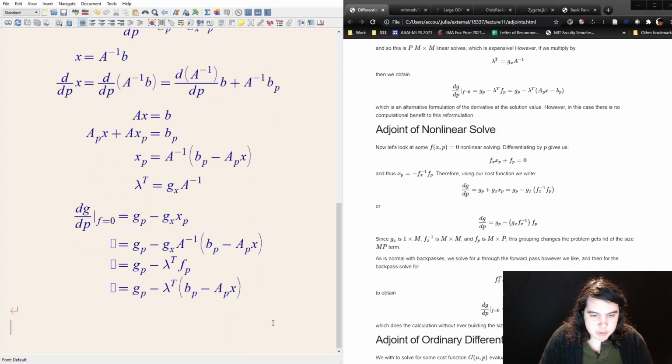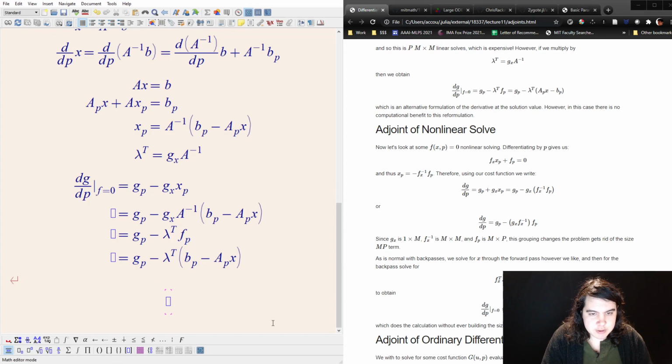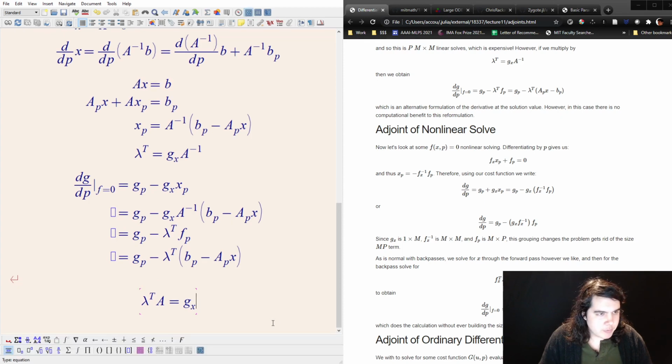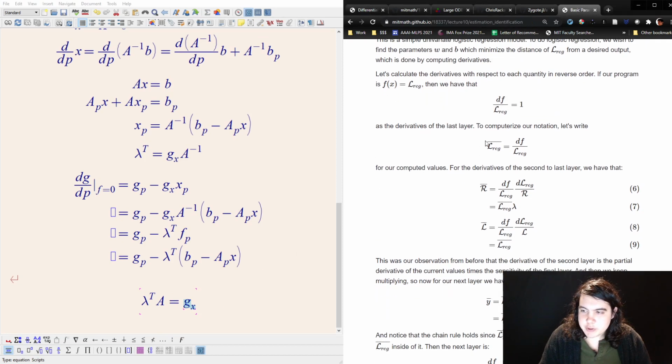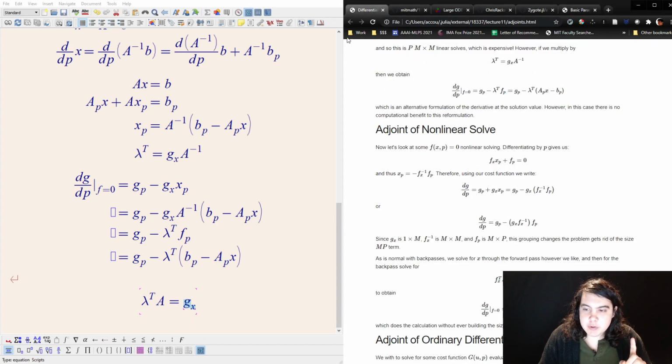So what you're effectively solving is lambda transpose A equals g sub x. If you remember, g sub x is the derivative of the output with respect to x. Looking back at our previous notes, that's one of those things you'd recall as a bar term. This is the value you'd actually get from the pullback. So g sub x is the bar value that would come from the pullback.